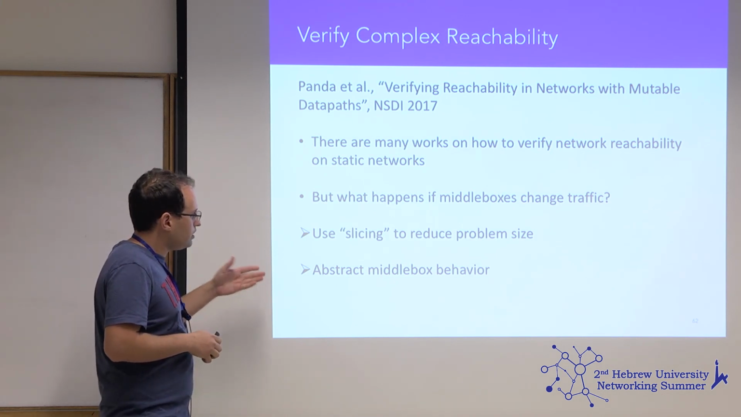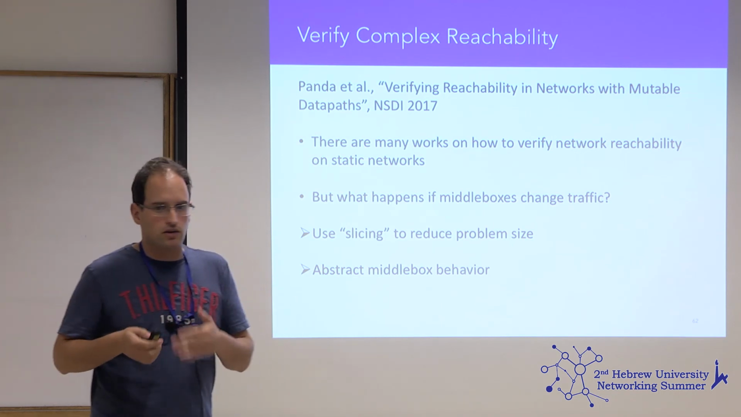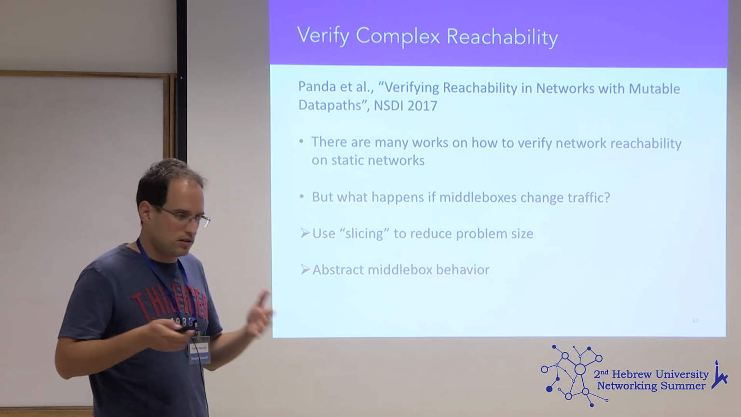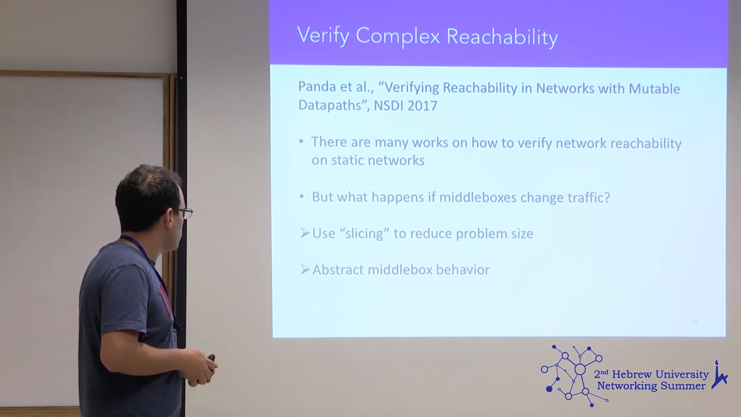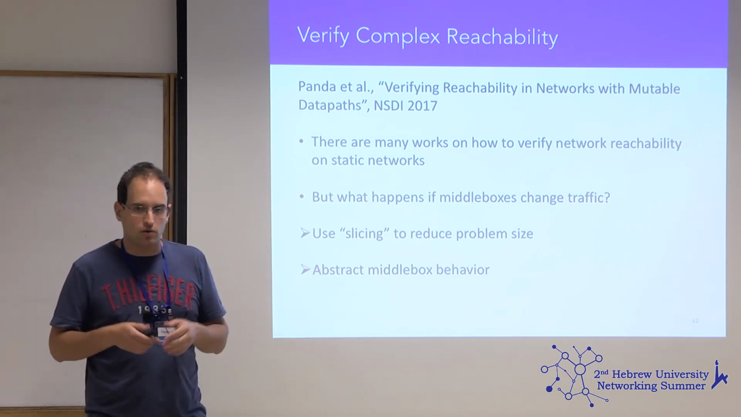And they needed some abstraction for middlebox behavior to define what change is done in each middlebox, in each network function, on packets, to understand what happens in the network. So this is what you have to supply the system in order to understand how the network behaves.